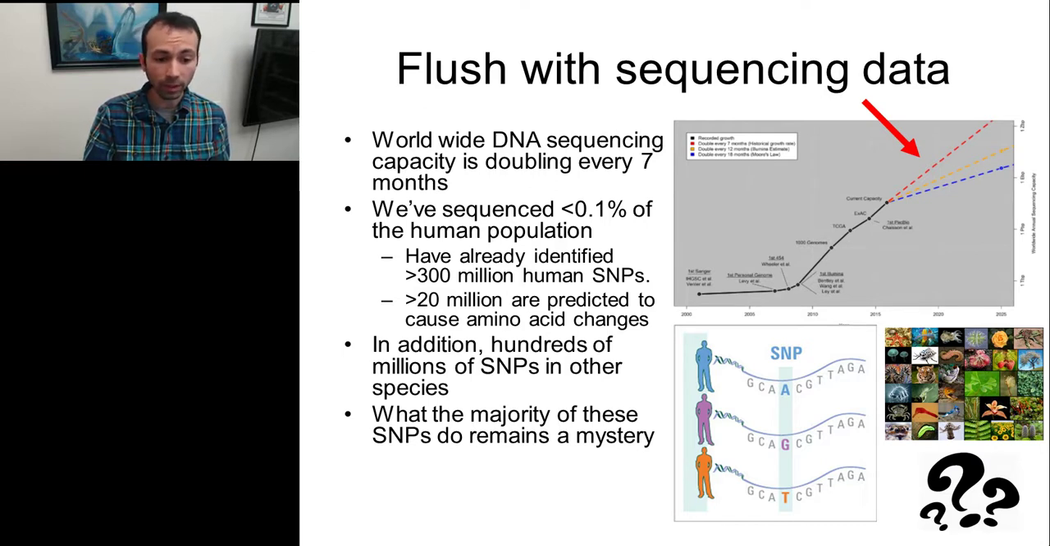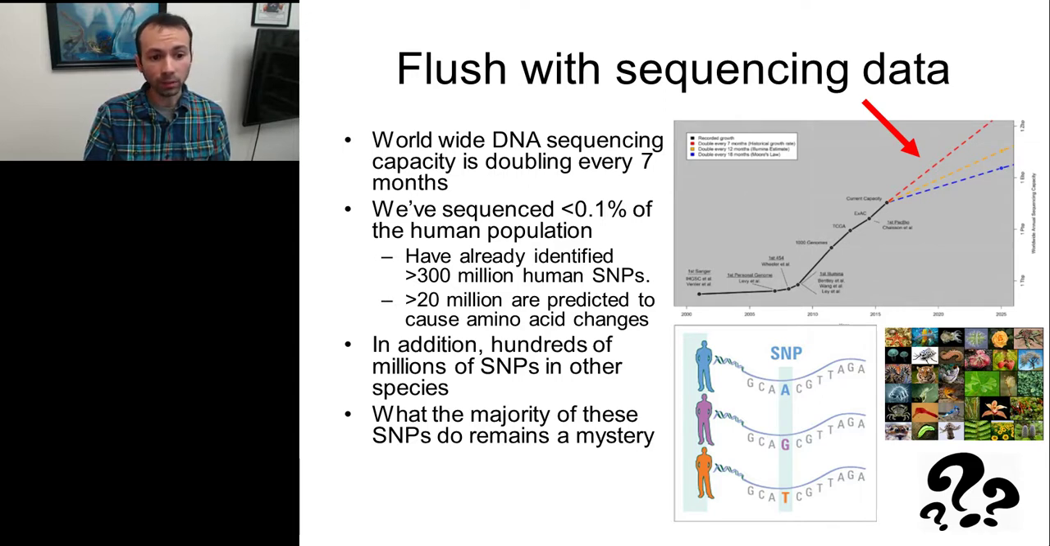But in doing that, we've already identified over 300 million human single nucleotide polymorphisms. Of those, about 20 million are predicted to cause amino acid changes within proteins. Those are obviously going to be influencing our phenotype in ways that we still don't know, nor are we able to really predict very well. In addition, that's just in humans, but as we've been sequencing more of other species, we're also finding hundreds of millions of SNPs within them. So the issue is, what the majority of these SNPs do, no one has a clue, and we really need to start building technologies to help us address those sorts of questions.